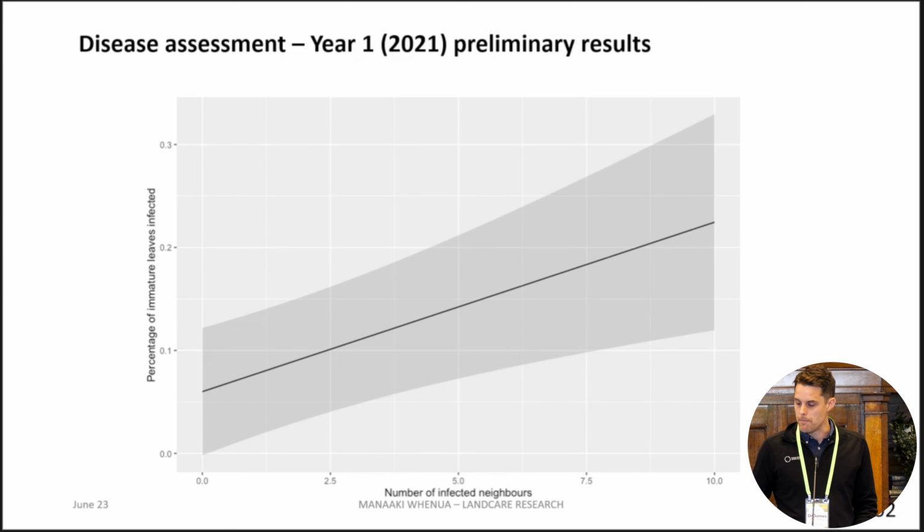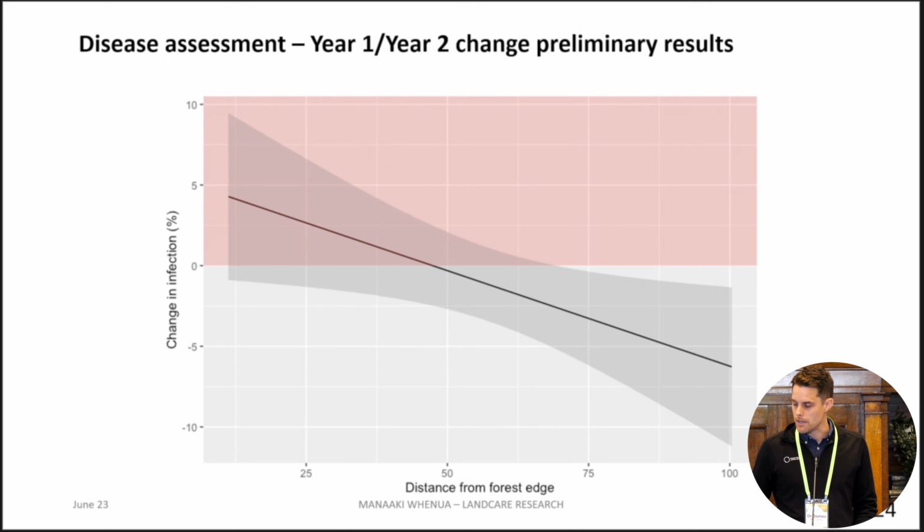And then the final plot that I'll show you now is our first assessment looking at the change in disease, and this is between year 1 and year 2, so 2021 and 2022. And we found, so that area in the red, that's an increase, and below that is a decrease. So as you head further into the forest, we actually noticed a decrease in the amount of infected leaves, and individuals close to the edge had an increase.